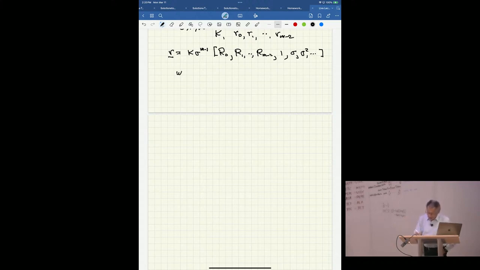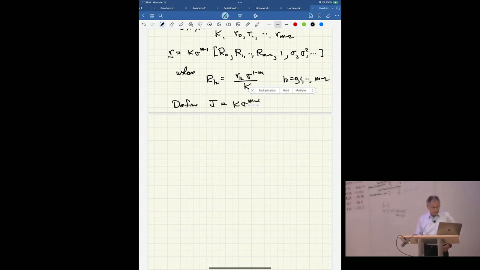And let me point out what I've done where the quantity R sub capital K is equal to that normalized value. It's little r sub k times sigma to the 1 minus m, that was downstairs, over k. And this is only in the range k equals 0, 1, up to m minus 2. Now, that's a funny thing. I want to define something new now related to that constant. Define a quantity j, which is simply equal to k sigma to the m minus 1, the thing I factored out of that bracket, the vector equation.